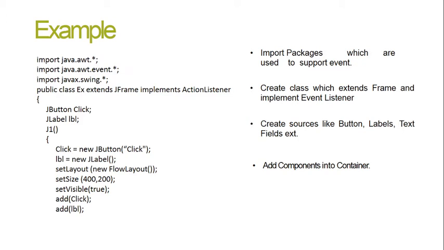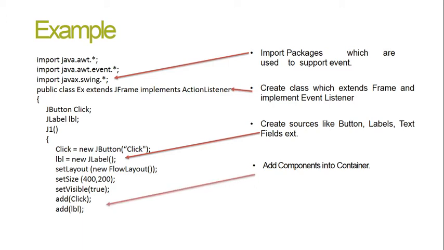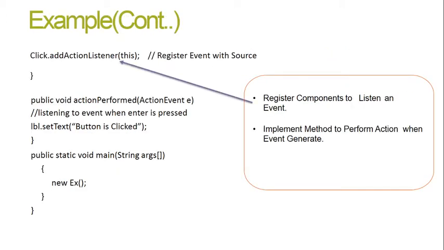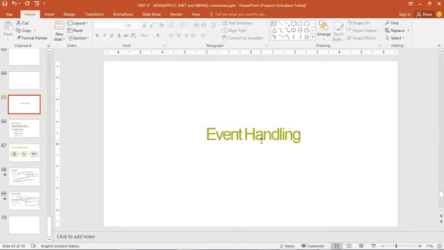Let me go again. Import the package, then add the listener, meaning implement the event listener, then create whatever component you want to add. Then add the components, then register your event and implement the method, whatever operation you want to perform, and write those operations inside this method. So this is the simple program, and this is the brief about event handling. So this is just a brief.